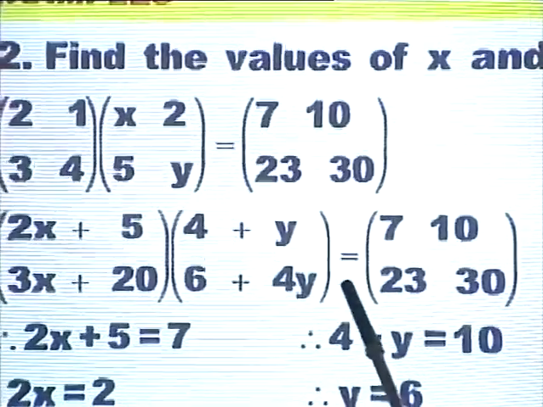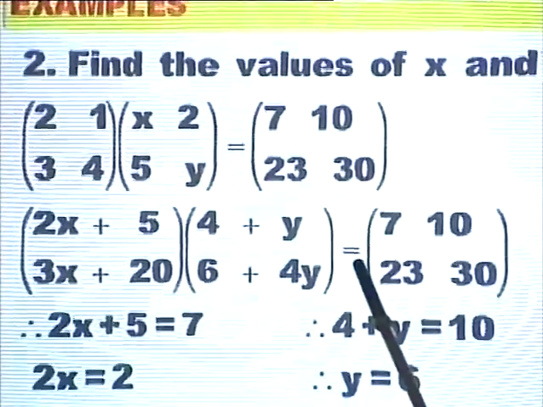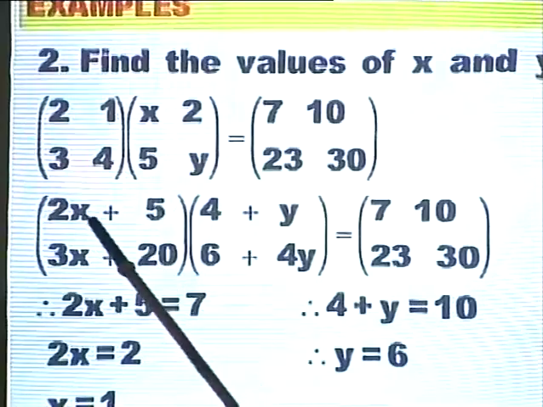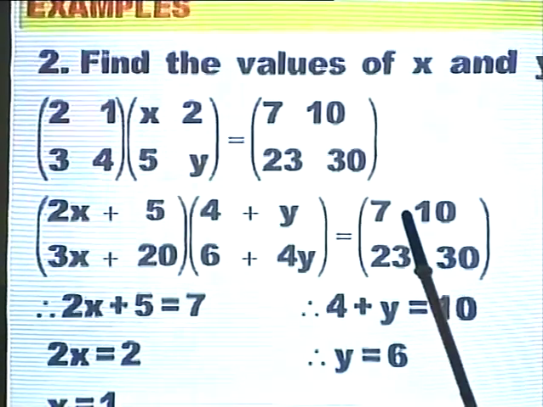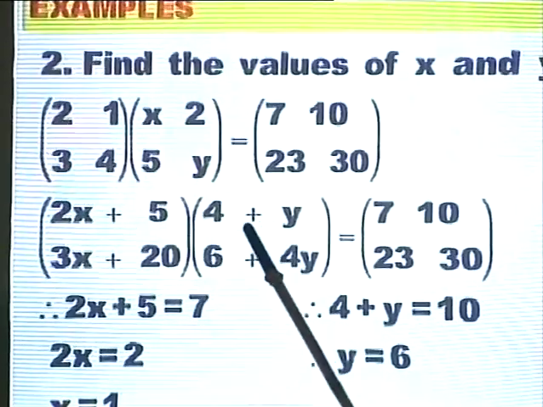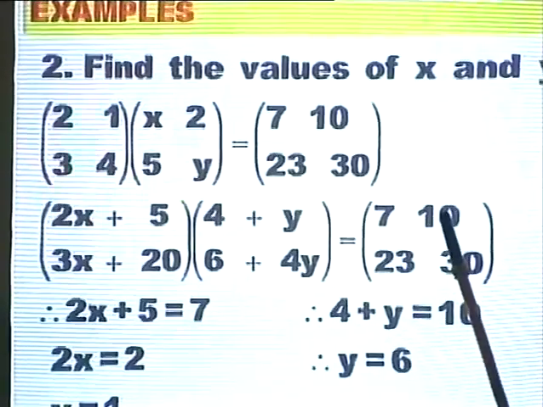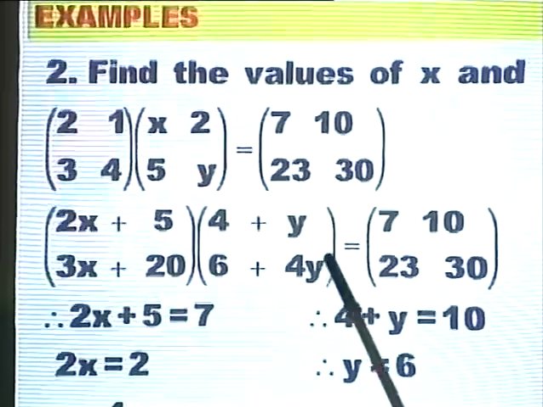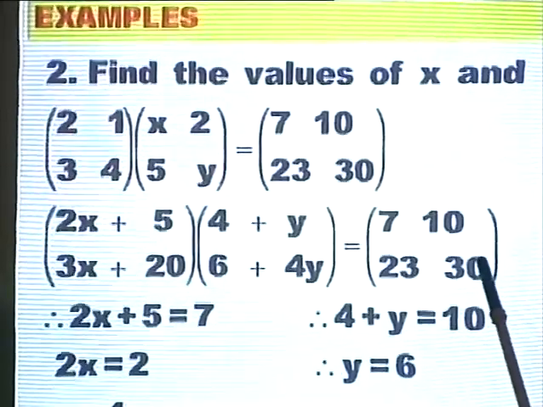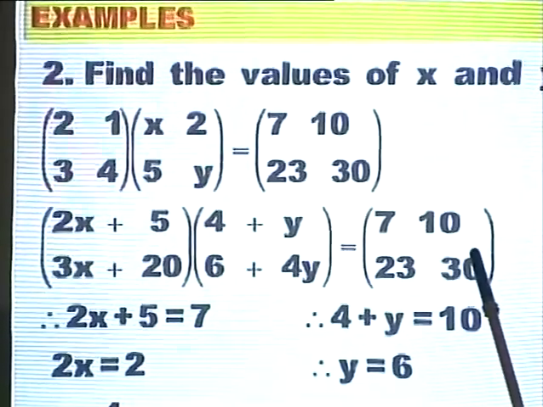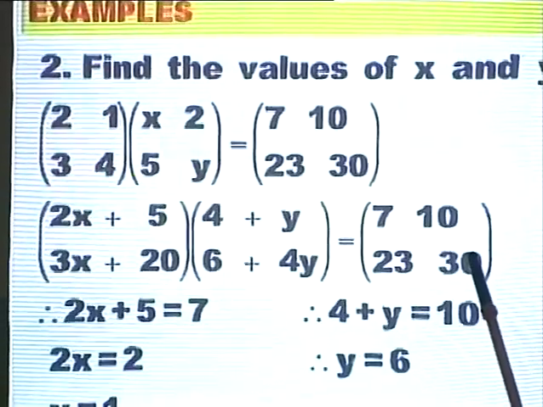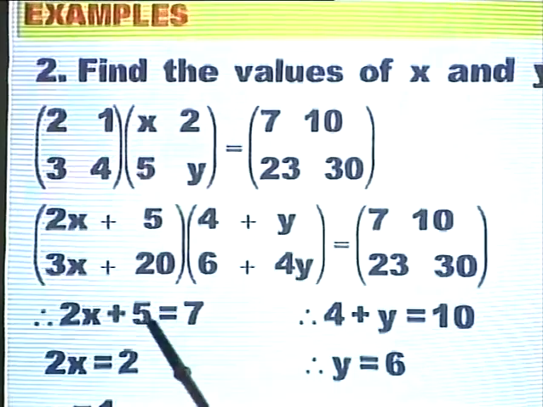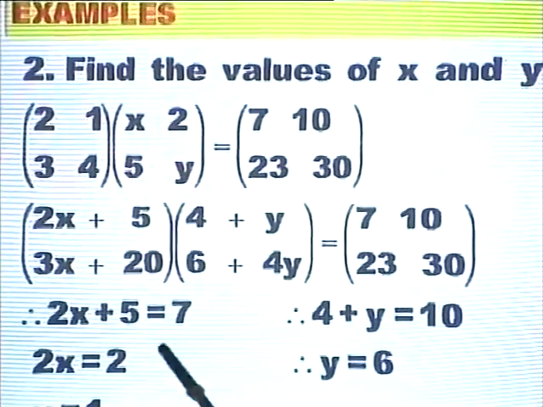And then if you're using the idea on the equality of matrices, then you say 2x plus 5 is equal to 7. You can also use 4 plus y is equal to 10. 3x plus 2y equals 23, and 6 plus 4y is equal to 30. Okay, is that clear?